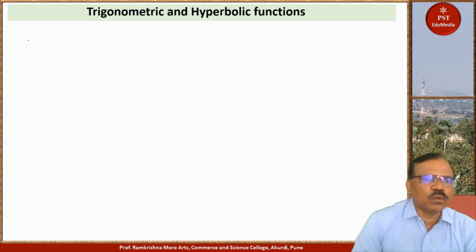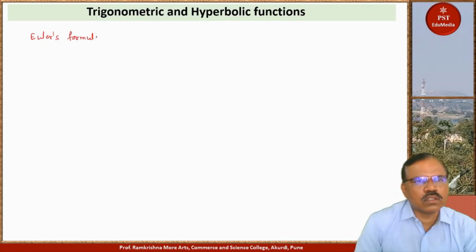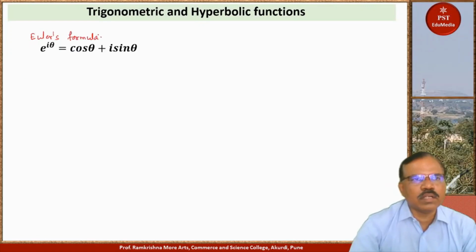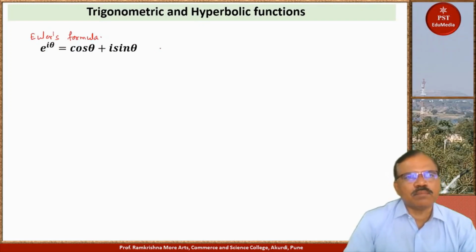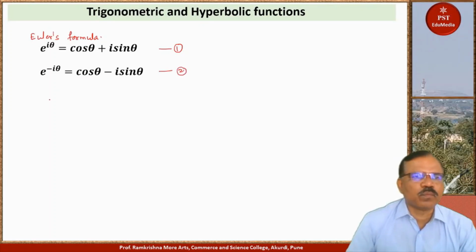Now here we know Euler's relation or Euler's formula. What is that formula? e raised to i theta is equal to cos theta plus i sin theta. So let us call this equation number 1. Its complex conjugate is e raised to minus i theta is equal to cos theta minus i sin theta. This is equation number 2.